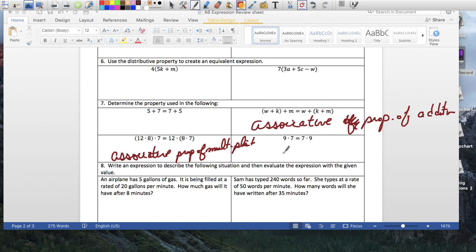And 9 times 7, sometimes, wow, this is the commutative property. Sometimes I wonder what I'm thinking when I give you these problems. Commutative property of multiplication. Sorry, I'll write it out. Multiplication. Okay?